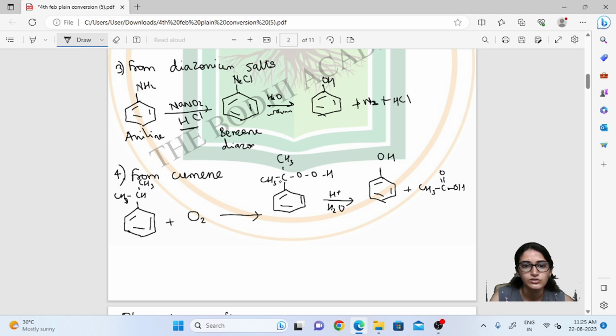Okay, and this is also not stable. So it is further treated with water, okay, hydrolysis, and warmed. So on hydrolysis it will give us the product, that is phenol. Okay, and the N2 and HCl will be separated as the side products. So this is the third method, from diazonium salt.